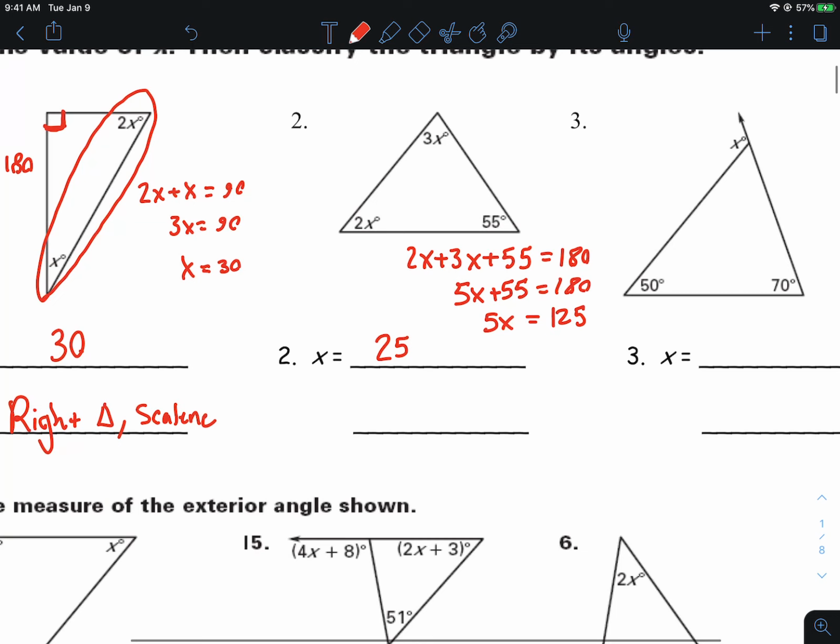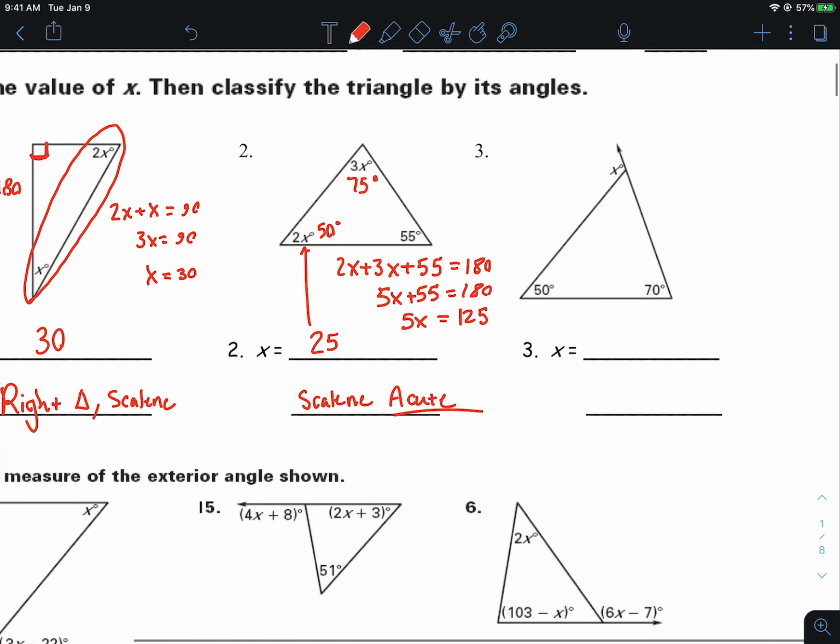Yep, awesome. And then this would be, looks like all sides are different again, so it'd be scalene, but then based off of its angles, this is an acute triangle, and that's because every angle should be acute. If you go plug 25 back in, you can go and verify that. 2 times 25 is 50 degrees. 3 times 25 is 75 degrees. All of the angles are acute, so you wouldn't need to worry about that.